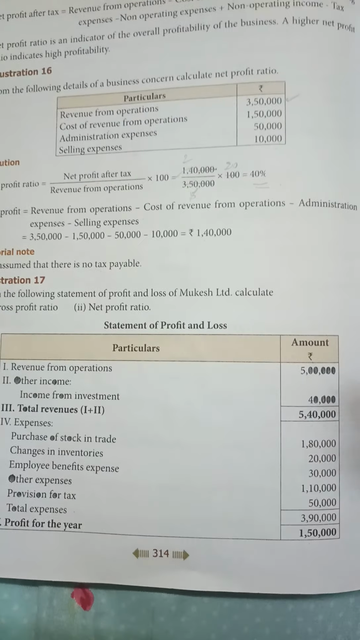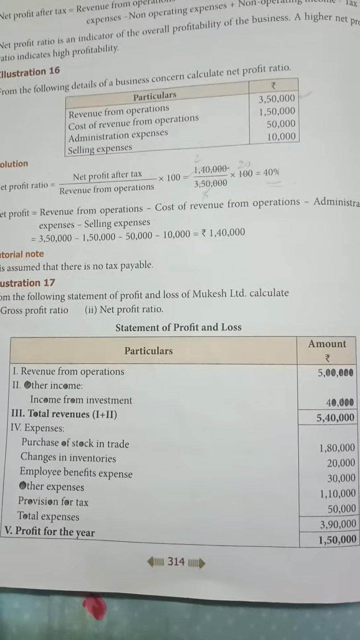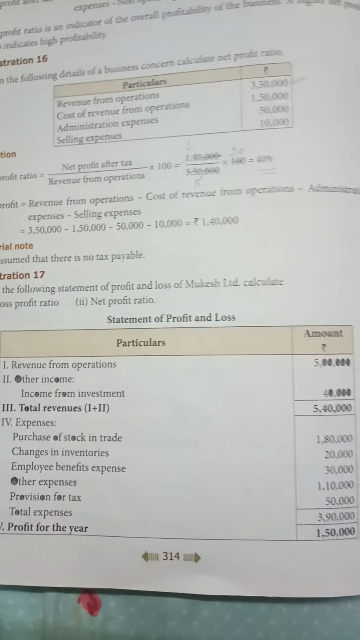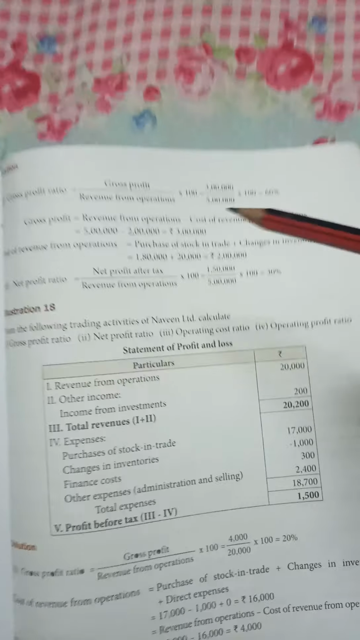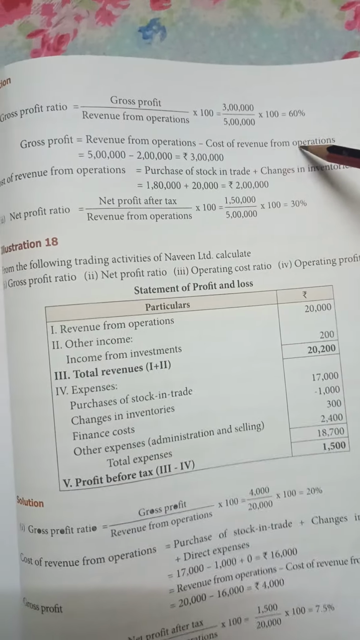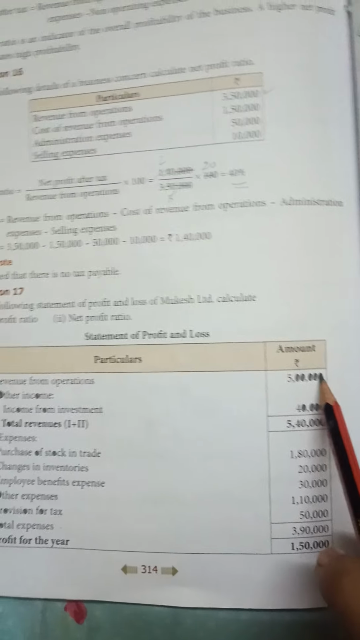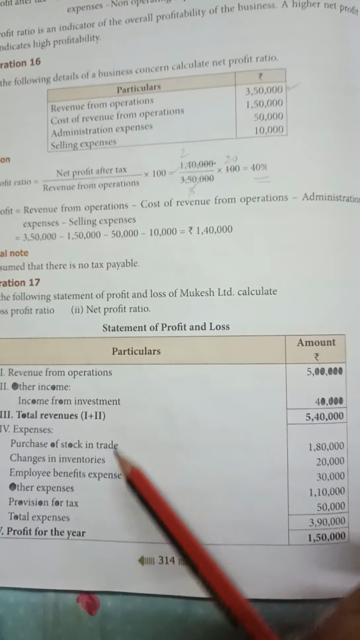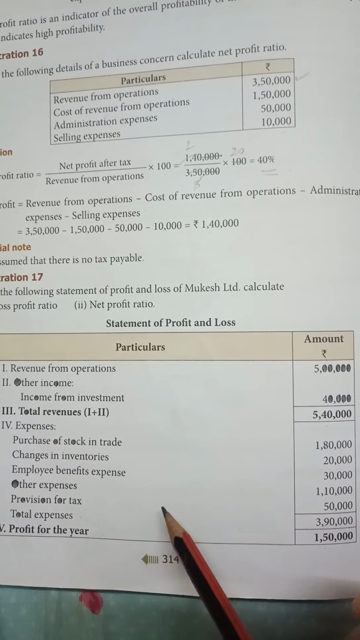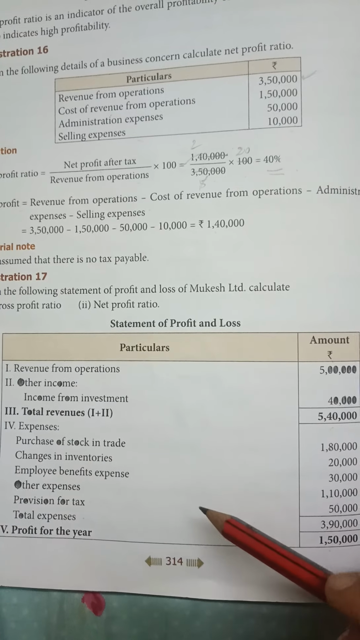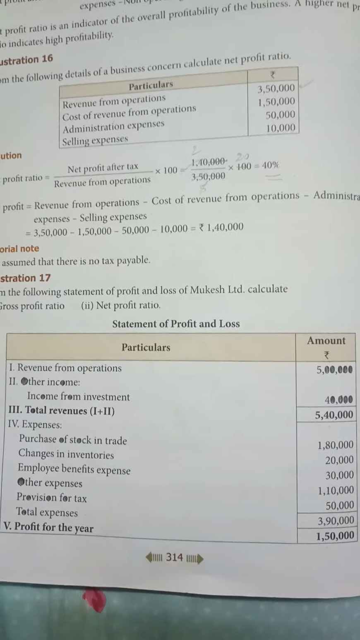So in that case we need to use one more formula, which is gross profit is equal to revenue from operations minus cost of revenue from operations. We have our revenue from operations, which is given as 5 lakhs, but cost of revenue from operations will not be given directly. So we need to calculate cost of revenue from operations.